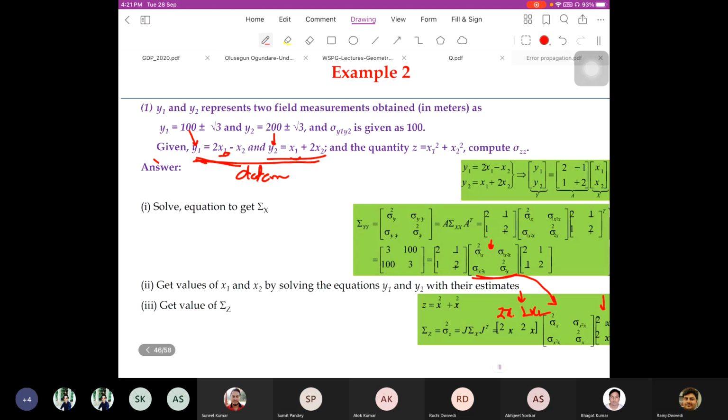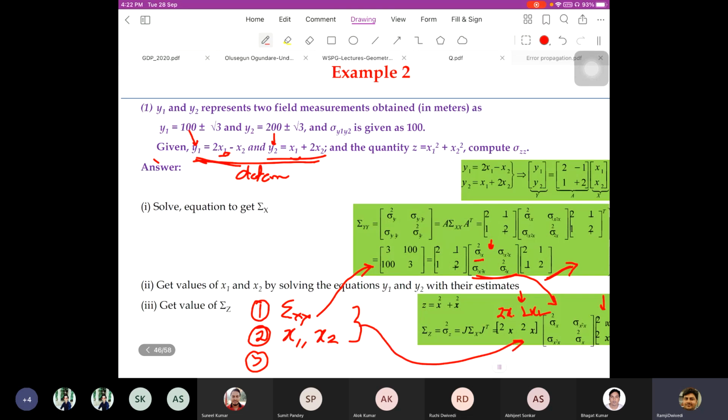Okay, sir. I have done only half way. That means you have to do it first by comparison from both sides. You have to compute the sigma xx. First step is sigma xx by comparison. Second step is finding out x1 x2. Third step is putting it here. All these two values you have to put it here.